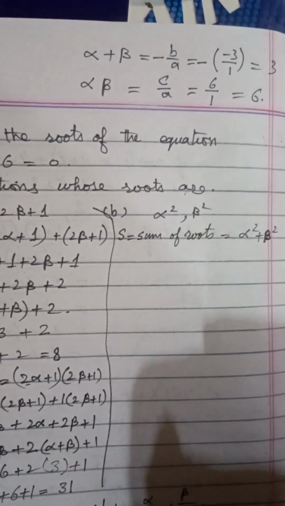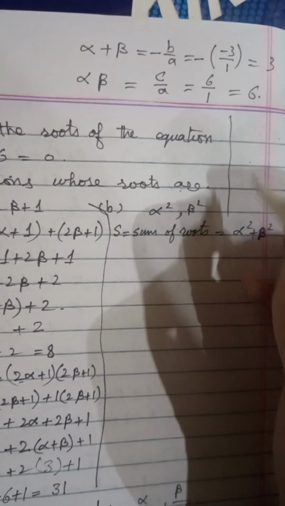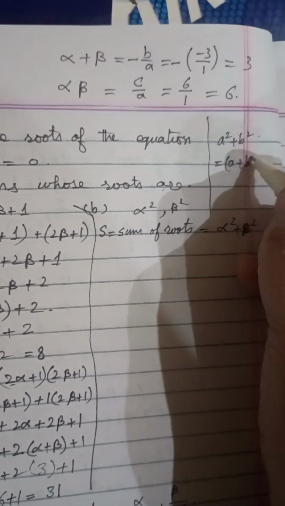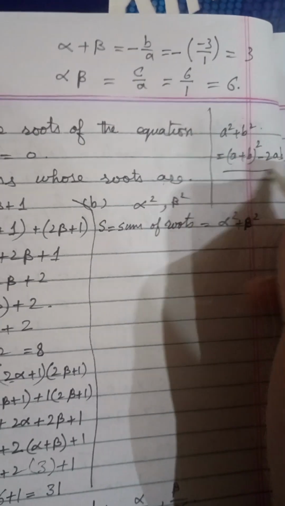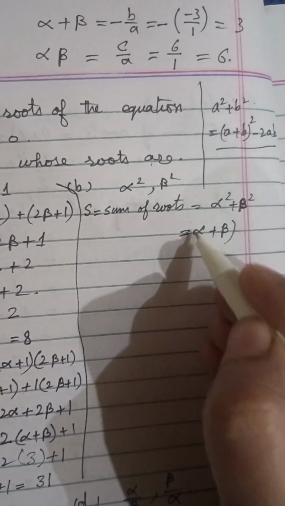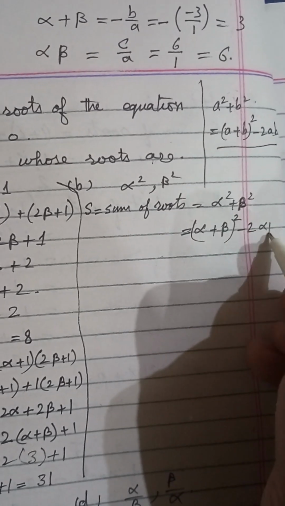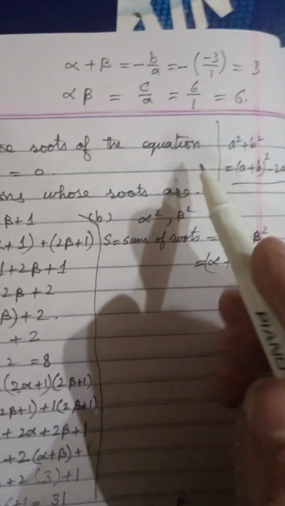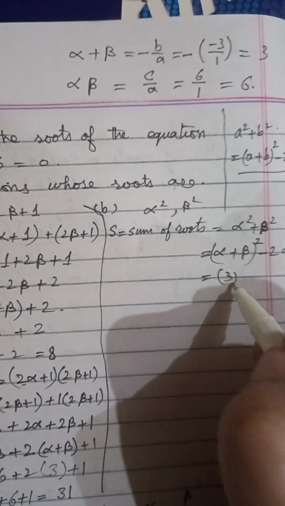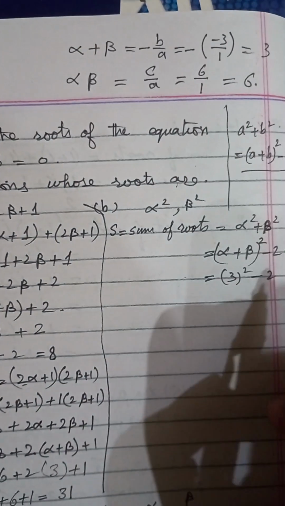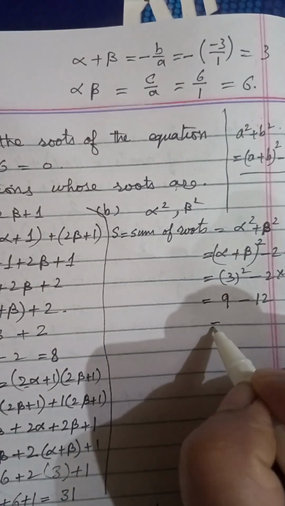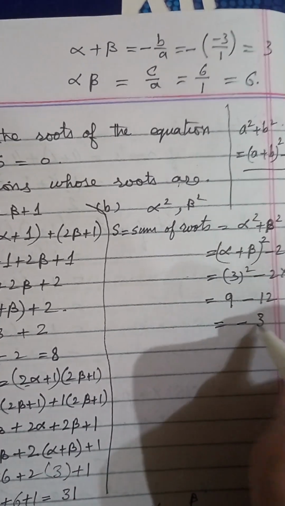According to the algebraic formula, a square plus b square is equal to a plus b whole square minus 2ab. So this will be equal to alpha plus beta whole square minus 2 alpha beta. We have alpha plus beta equal to 3. 3 square minus 2 times the product of the roots, which is 6. 9 minus 12 equal to minus 3.